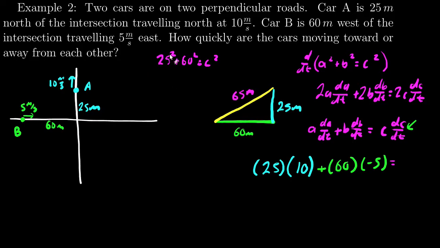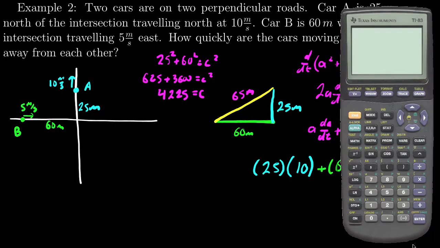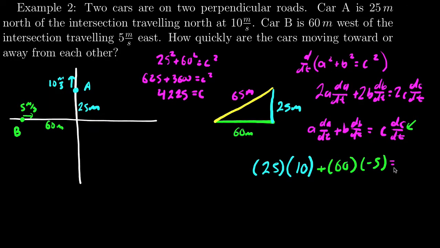Or I can go through and do this. 25 times 25 is 625. 60 times 60 is 3,600. 625 plus 3,600 is 4,225. And the square root of this will be 65. It better be 65. Let's just check to make sure I'm not crazy. Square root of 4,225. Good. All right. So I can put that in here.